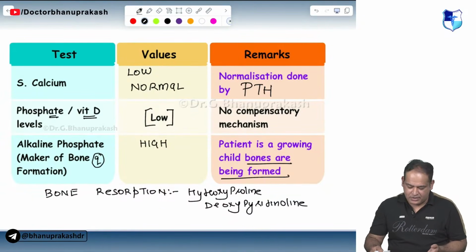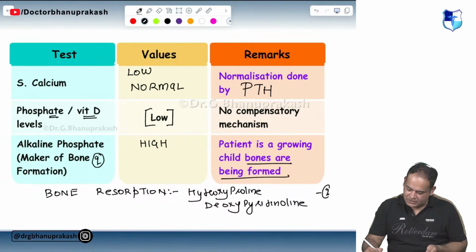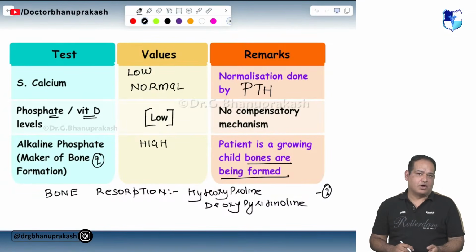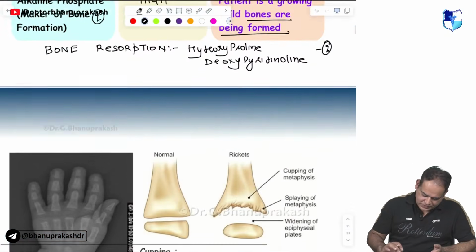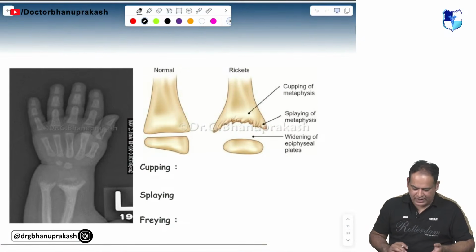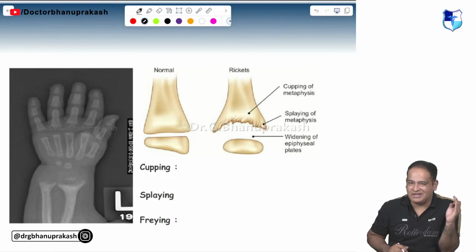Deoxypyridinoline. These are the markers of bone resorption. Okay, we'll move forward. That was about the rickets. Now here, what are the X-ray findings?